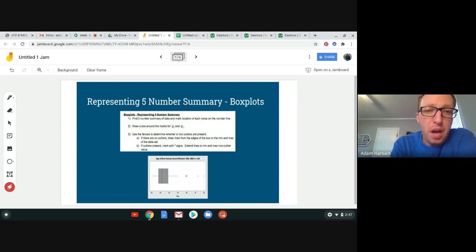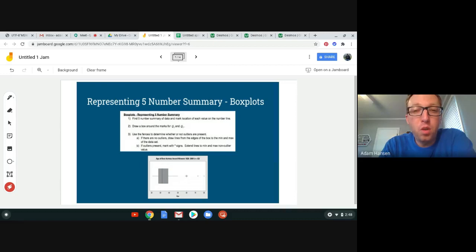Step 2 is to make the box. So we're going to box in, draw a rectangle around the markings for Q1 and Q3, the lower and upper quartiles. That box would look something like this, as you can see down below. Now that I have the box made, let's use the IQR to determine if there's any outliers in our data set.